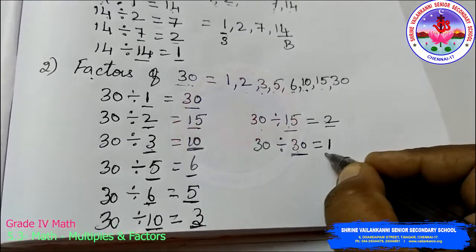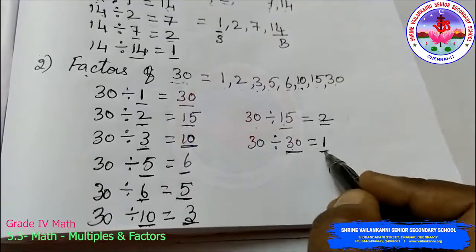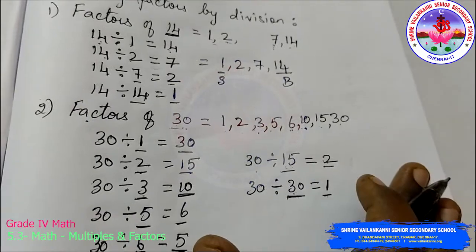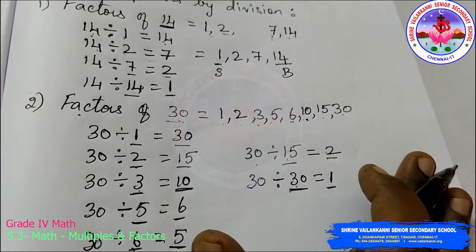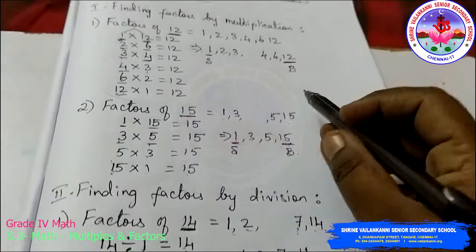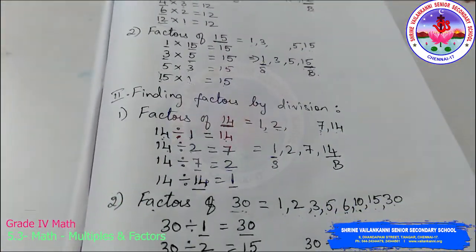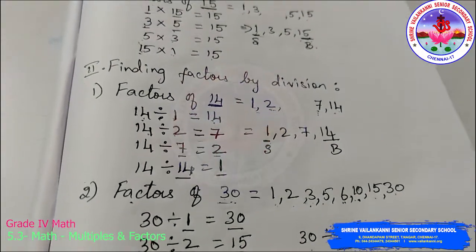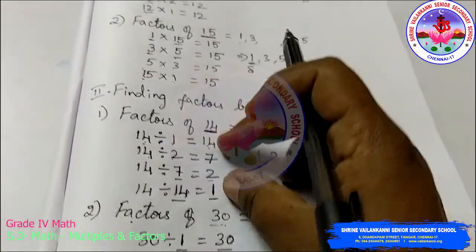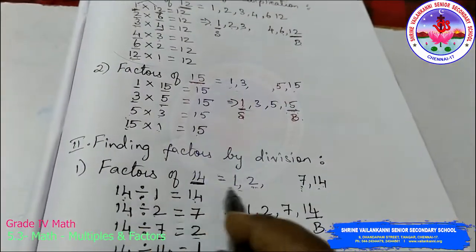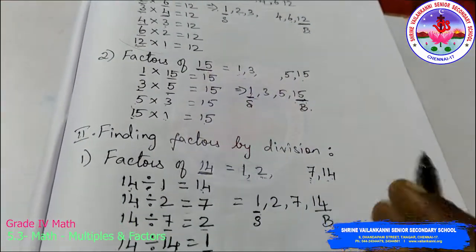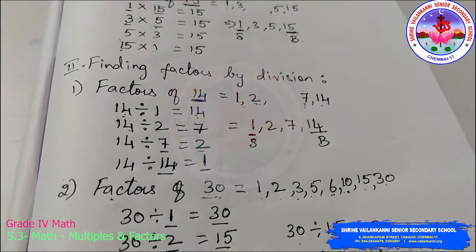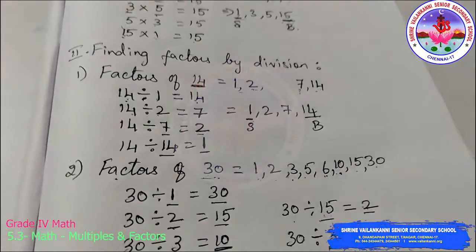So this 30 and 1 we have already written. Understood? So this is how you find the factors using two different methods: the multiplication concept and the division concept. When you do more and more sums, without writing out the division and multiplication concepts, you can directly find the factors by just running through your tables and checking in which table you will get that particular number. So I hope you have understood.